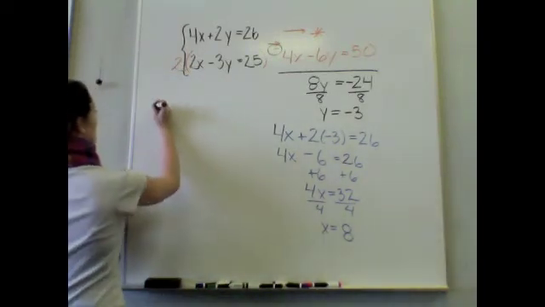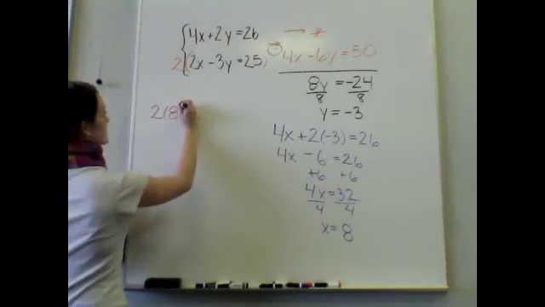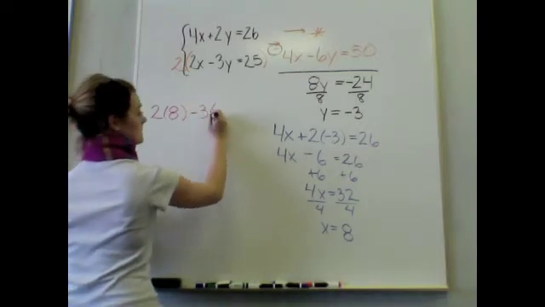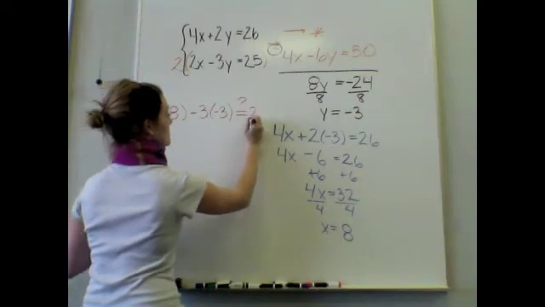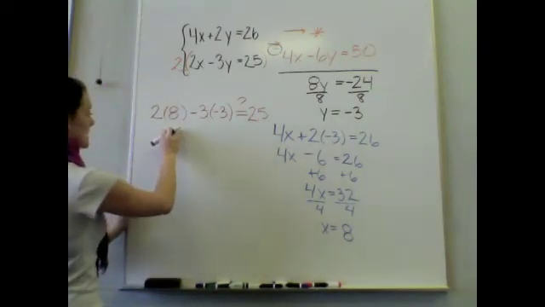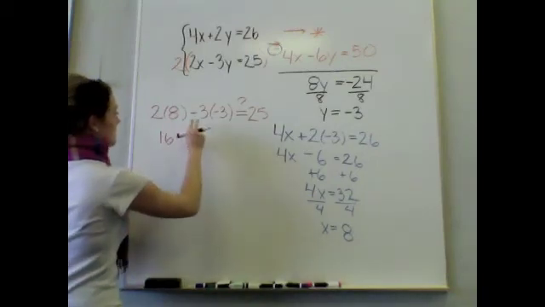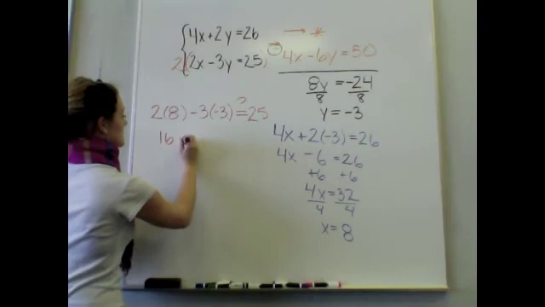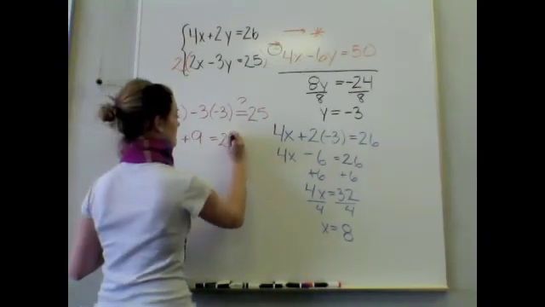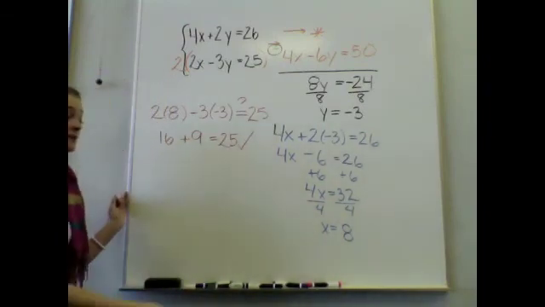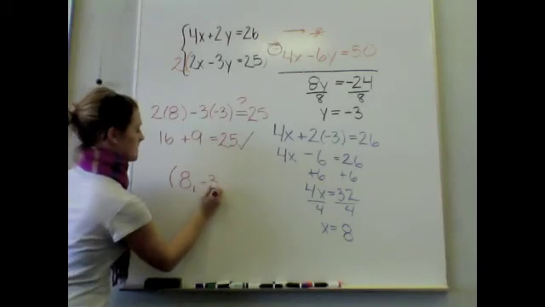Alright, so let's take our second equation. 2 times my x value minus 3 times my y value, and I'm questioning whether it equals 25. 2 times 8 is 16. Minus 3 times negative 3 is going to be plus 9. 16 plus 9 is equal to 25. Therefore, my solution to this system is (8, negative 3).